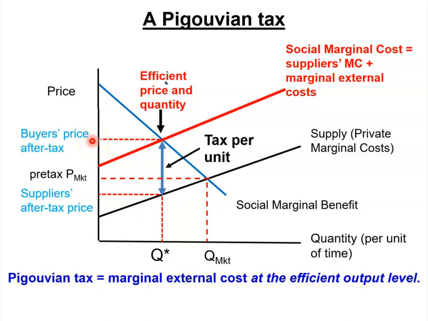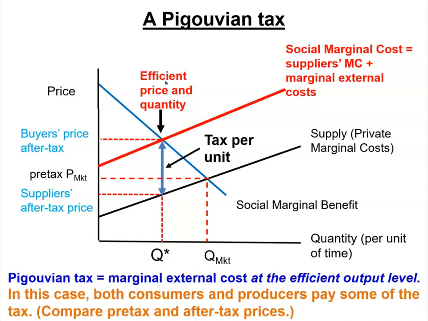So they may not be very happy about that either, but from a social point of view, the result is going to be efficient. We're not trying to make people happy here. We're trying to use society's resources efficiently. So the conclusion is that both the buyers and the suppliers are affected to some extent by the tax, if you just compare the pre-tax price with the prices that people are receiving after the tax.